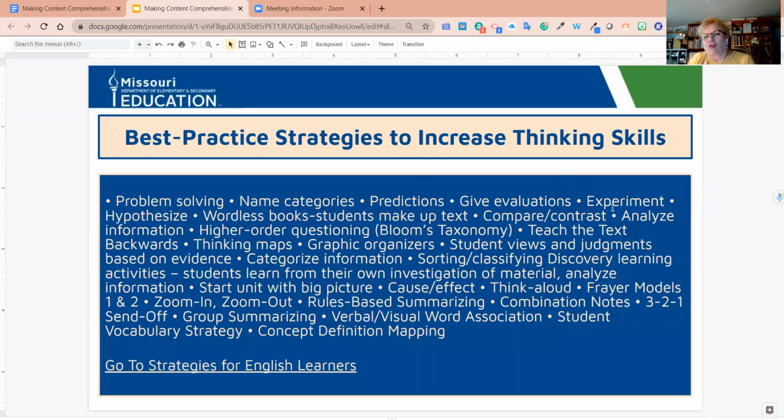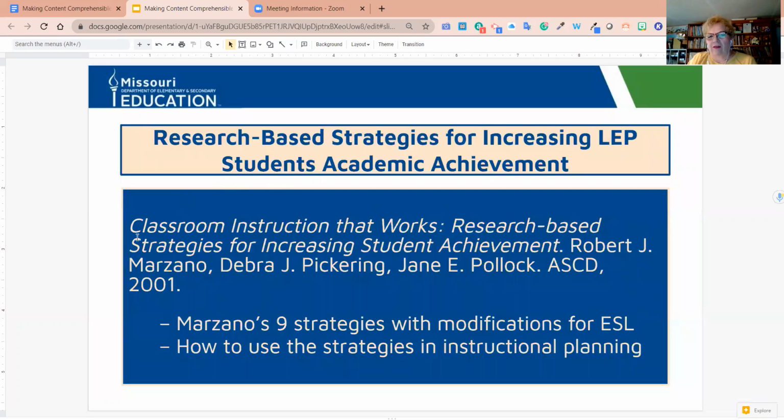And then these are all for thinking skills. And again, they're found in these go-to strategies. Then they'll tell you exactly what proficiency level and how to do each one. A great tool. And then if you haven't ever researched this, Classroom Instruction That Works, it's from Marzano. It's a really good tool for English language learners. It tells us 9 strategies for modification of text and how to use those in instructional planning.